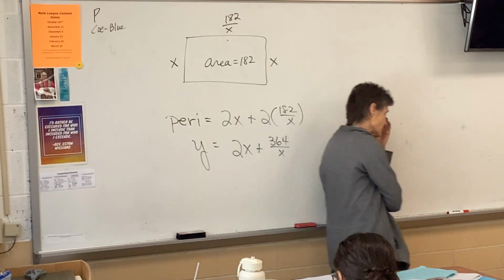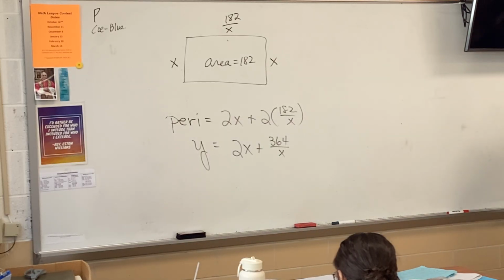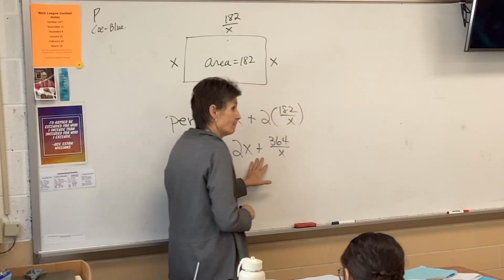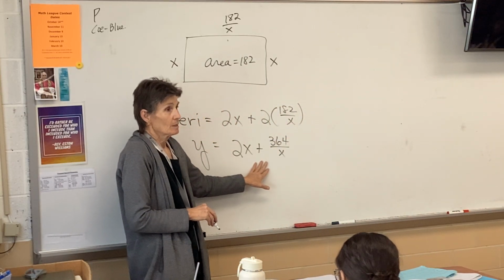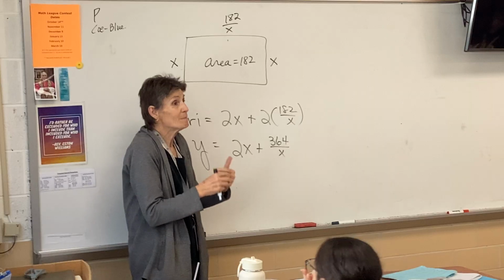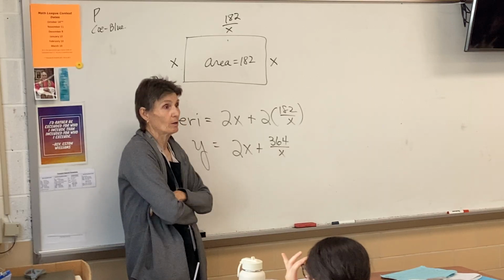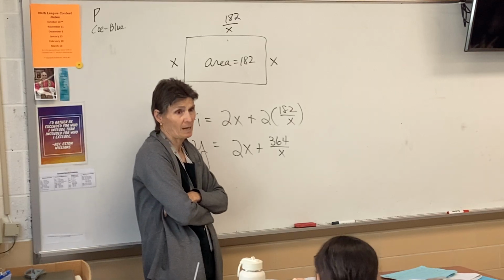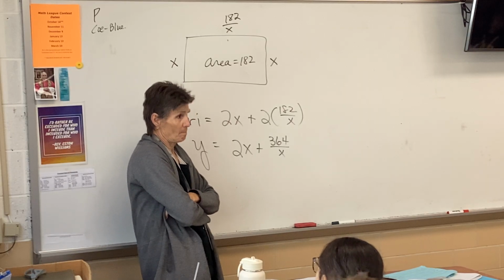Why are we using our calculator? Well, the only thing that we can find a minimum of by hand is a parabola with a vertex. This is not the equation of a parabola. So therefore, to find the minimum, I'm going to need to do it on my calculator. Has anybody gotten a shape yet that has a minimum?